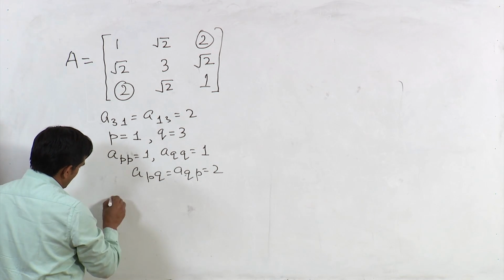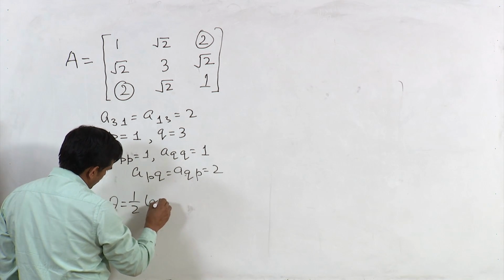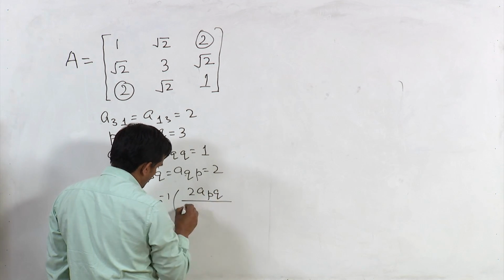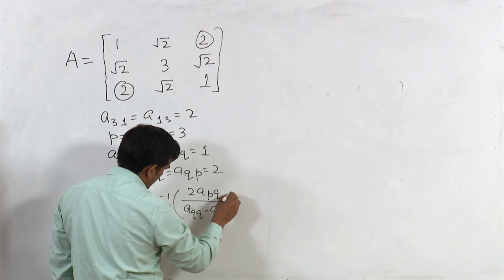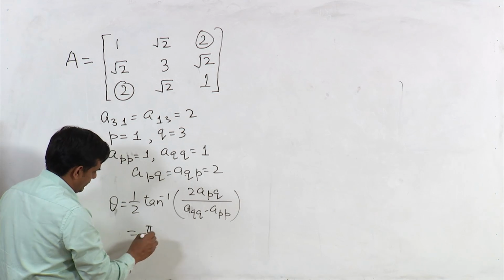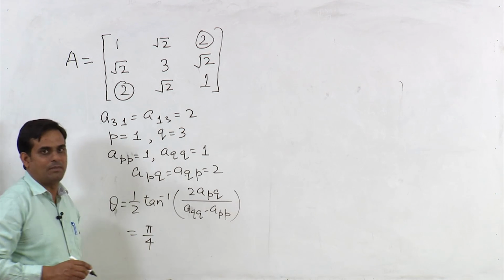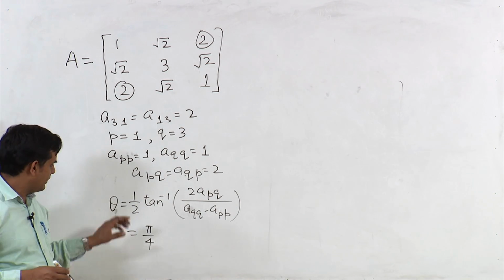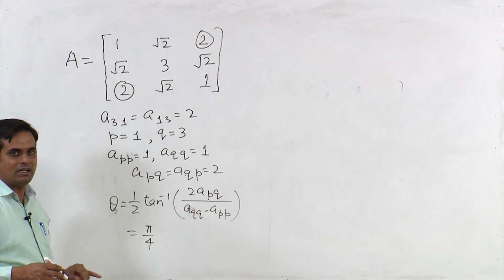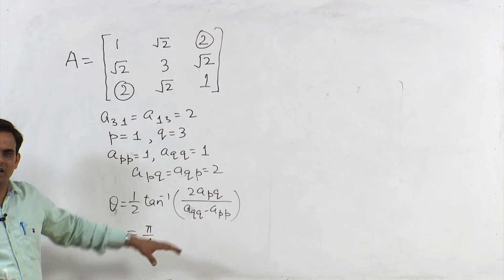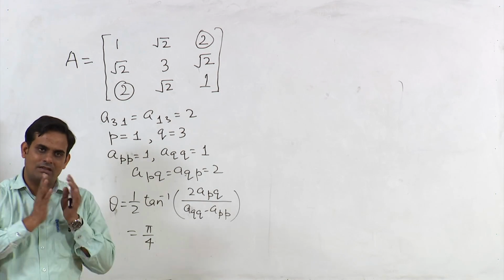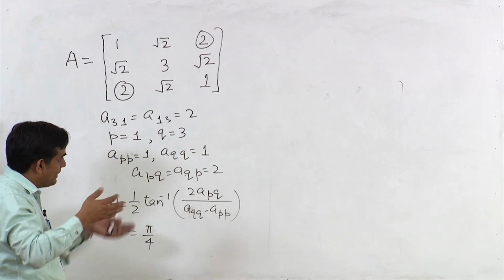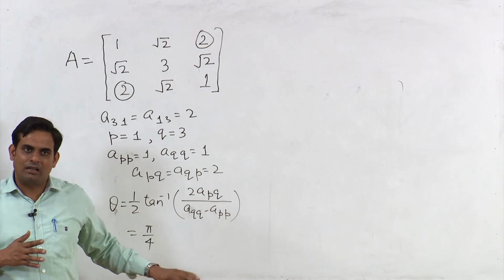Here if I calculate theta, theta will be 1 by 2 tan inverse of twice of APQ upon AQQ minus APP, and it is coming out pi by 4, because here it will be 0 in the denominator. So, tan inverse infinity is pi by 2, into 1 by 2, it will become pi by 4. This is one of the ways of calculating theta. We can also calculate it using the quadratic equation in t, first by calculating phi, then t, and from t we will directly calculate cos theta and sin theta, as I told you. Basically that is more accurate compared to this one.